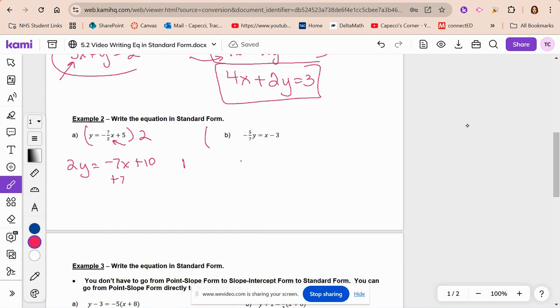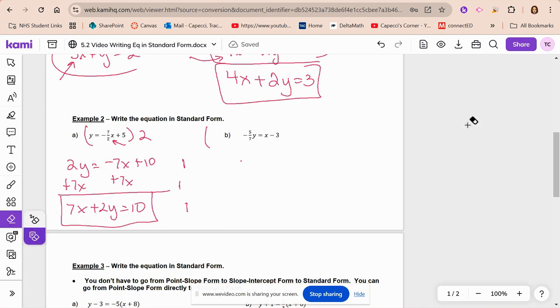Again, I want to get x and y on the same side. So I'm going to add 7x to both sides. And I have 7x plus 2y is equal to 10. No fractions or decimals. My A value is positive, so I'm all set.